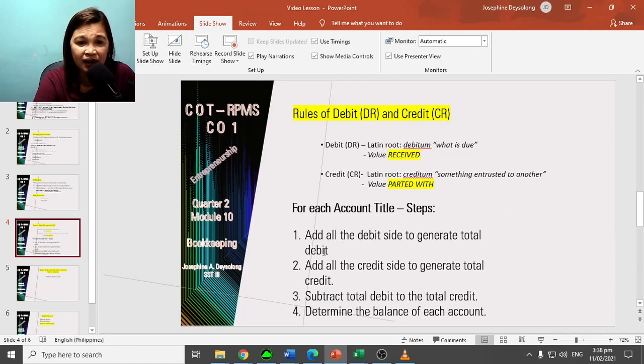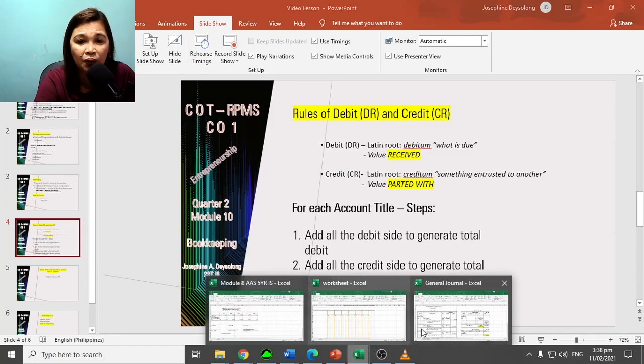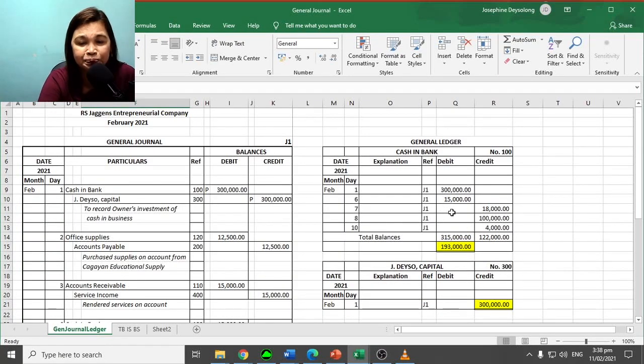It says here, add all the debit side to generate total debit. Add all the credit side to generate total credit. Subtract total debit to the total credit. And determine the balance of each account. Now, let us go back to my ledger here.